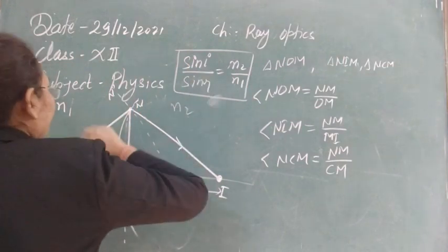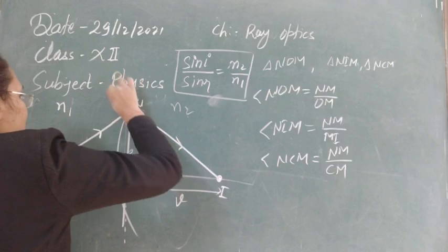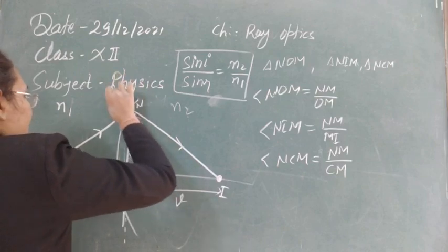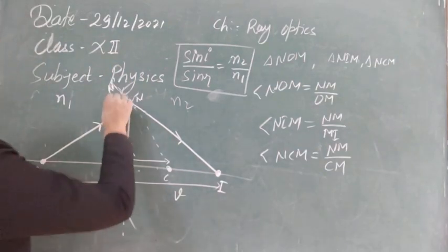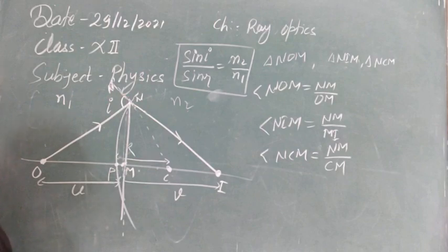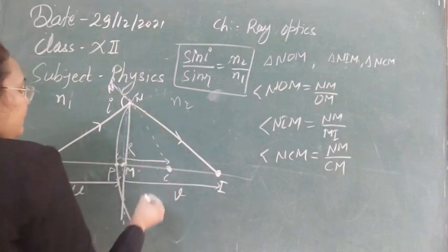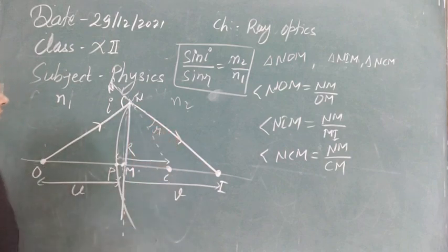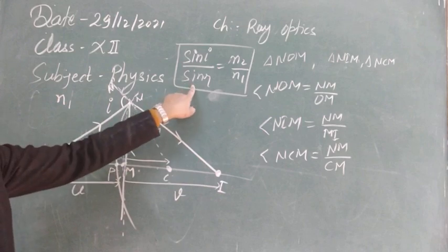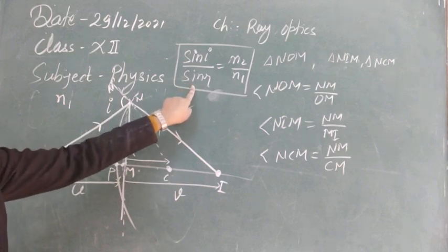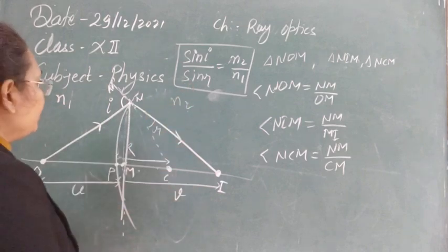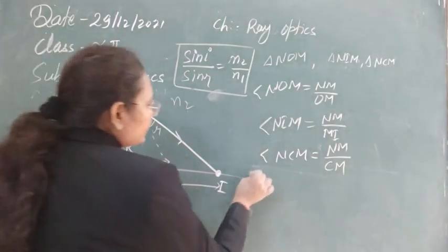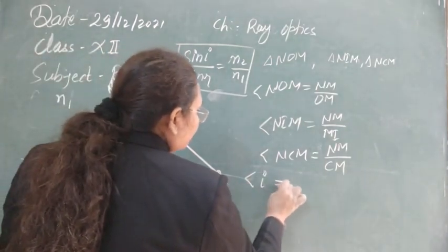So sin I, where will we get it? As you can see, this is the normal that we have drawn. Here I is the angle of incidence. The second one, the angle between the refracted ray and the normal, is the angle of refraction. So now we can use this relationship easily. First of all we have to find out the value of I. From here you can calculate the value of this angle I again by using geometry.